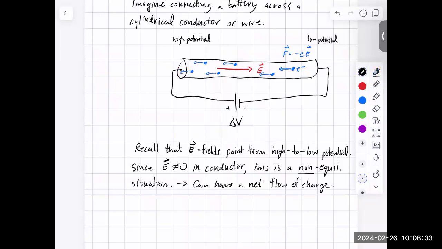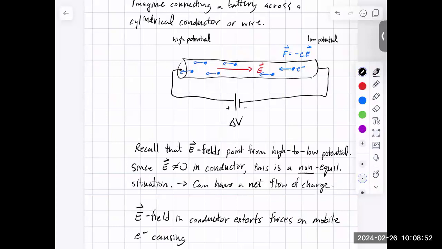Okay, so the electric field in the conductor exerts forces on the mobile electrons, causing a flow of charge or a current.